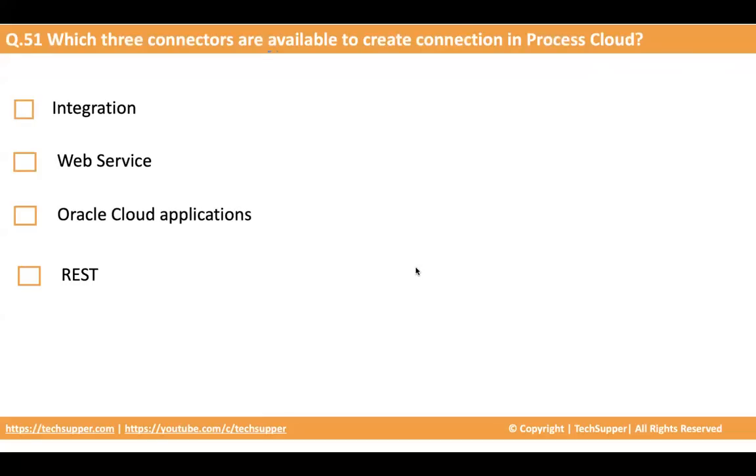So which three connectors are available to create connection in Process Cloud? So what are the options? What are the ways to create connections? So let's look at the answer. The correct answers are integration, web service, and REST. So these are the three ways using which you can create connectors in Process Cloud, and you can connect to the outside world in Process Cloud. Okay, let's get into the next question.